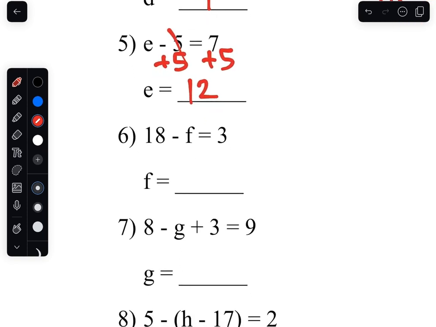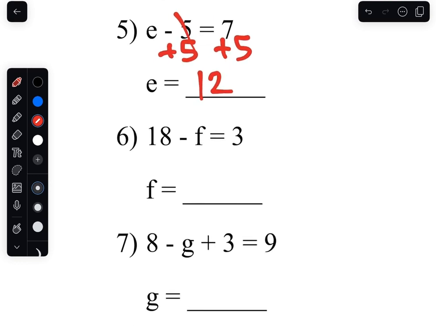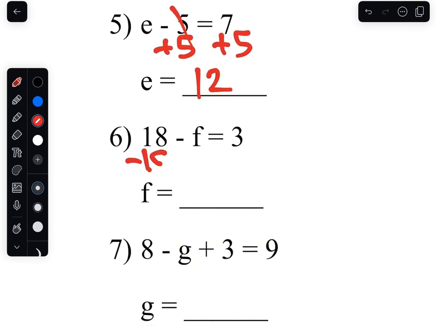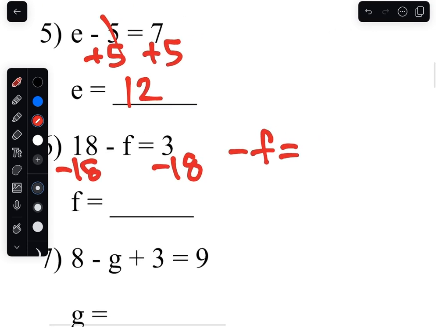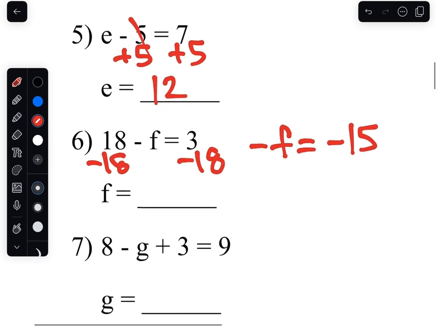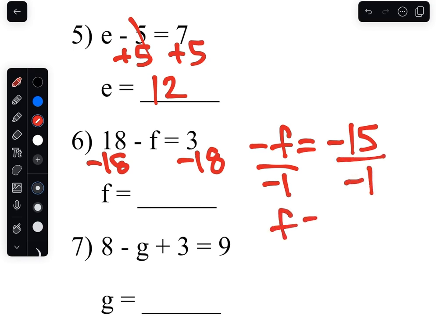Number 6, 18 minus f is equal to 3. So first subtract 18 from both sides, and we're left with negative f is equal to 3 minus 18, which is negative 15. Since you can't have a negative variable, you have to divide both sides by -1 to cancel out the negative. So f is equal to 15.